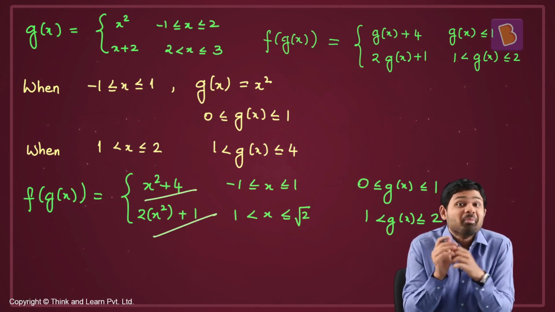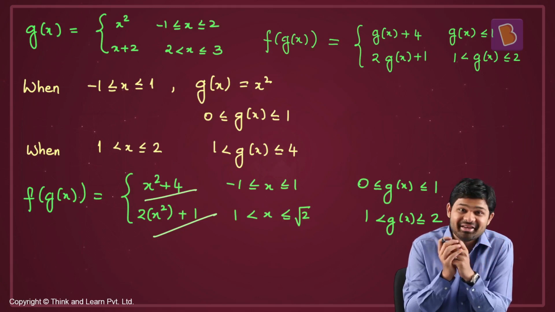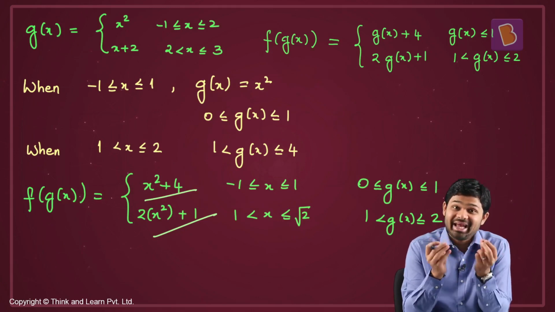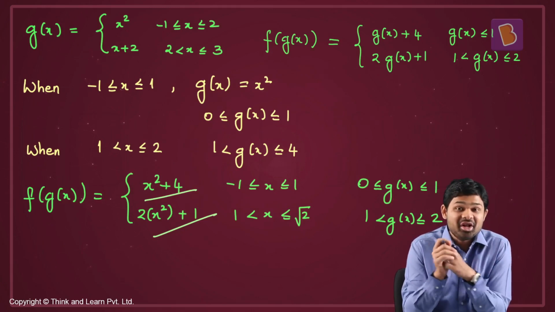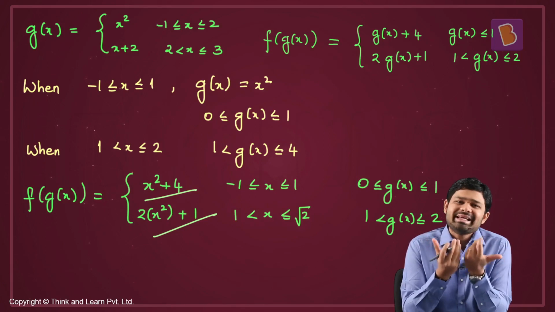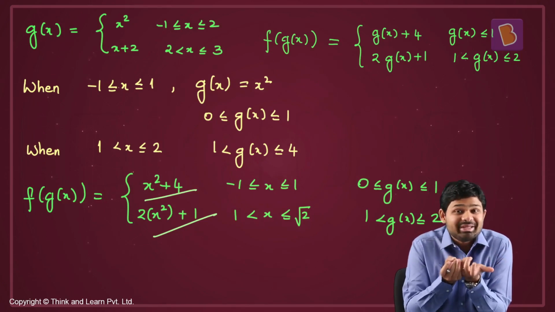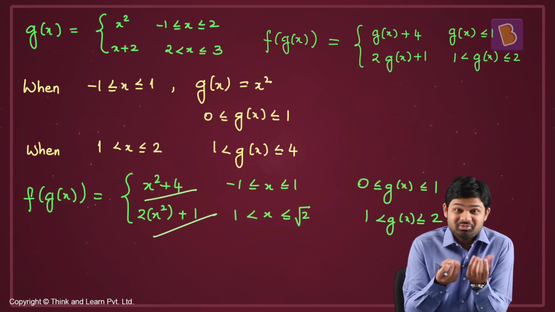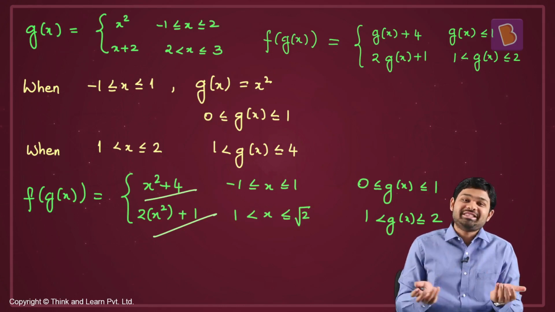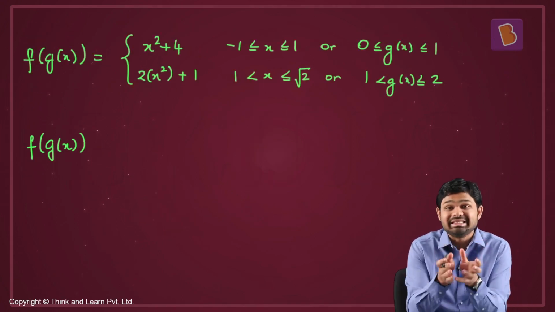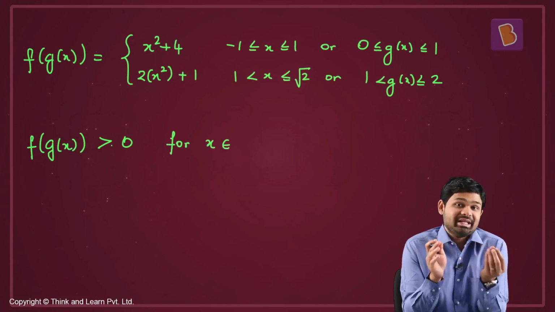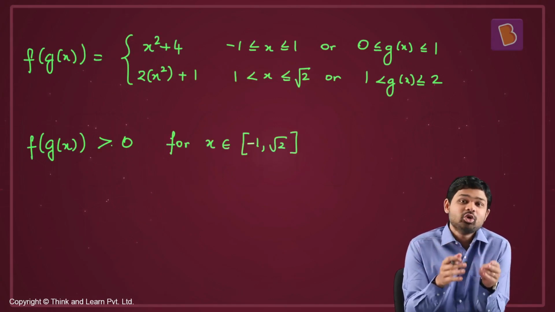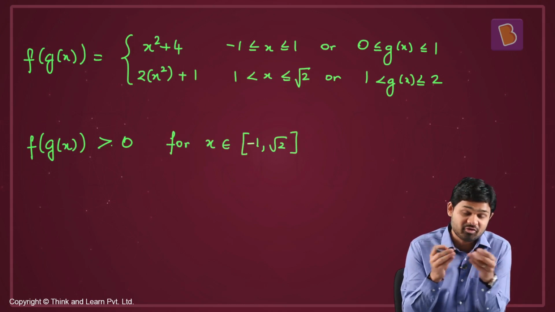X square plus 4, both positive numbers are getting added. 2x square plus 1, again, two positive numbers are getting added. When two positive numbers are getting added, is there ever a possibility that the sum is going to be 0? No. So f of g of x in fact can never be 0 when x lies between -1 and root 2. Well, -1 to root 2 is actually the domain of f of g of x.